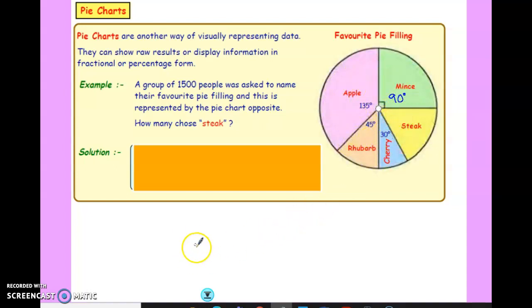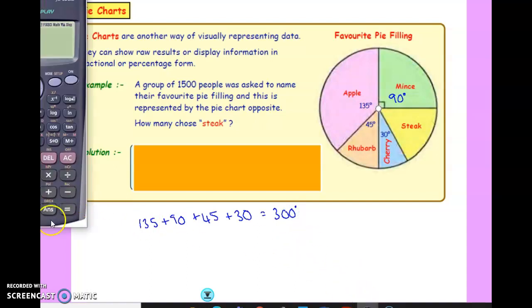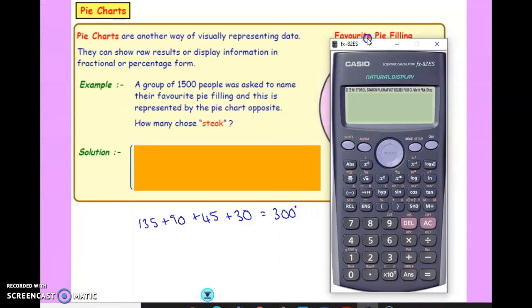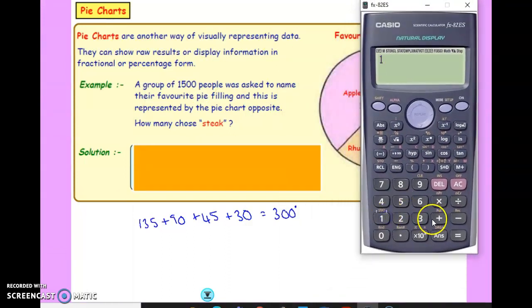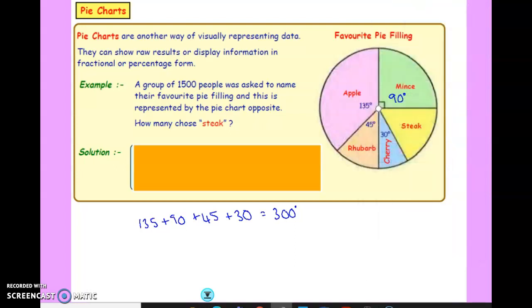A complete circle is 360 degrees. We can work out what the angle is for steak. We'll add the rest together, so 135 plus 90 plus 45 plus 30, what's that, 165, 210, 300. It would be 300 degrees. Let me check that. Calculator always goes right to the corner. 135 plus 90 plus 45 plus 30. Yep, 300 degrees. I can still add, that's good.